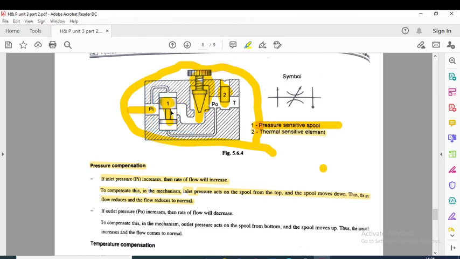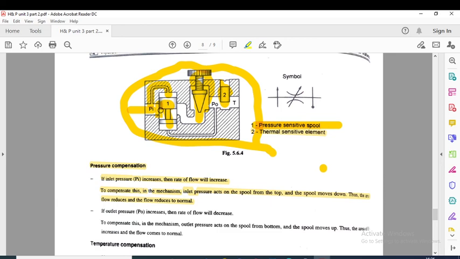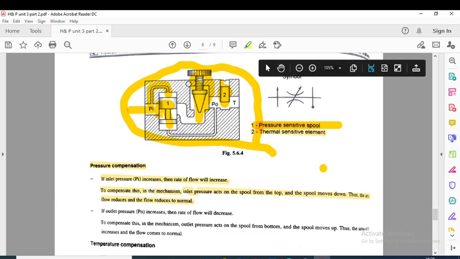Here, when the inlet pressure P1 increases, this pressure P1 exerts pressure on the top of the spool, and the spool moves in the downward direction. As the spool moves downward, it closes the flow here, and the flow is reduced. Because of this, the pressure inside the system is reduced, and we compensate the pressure like this.